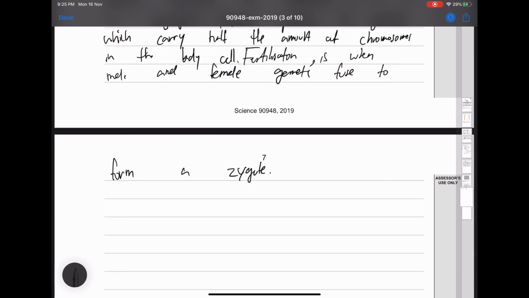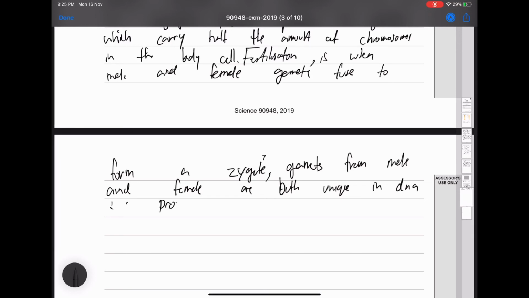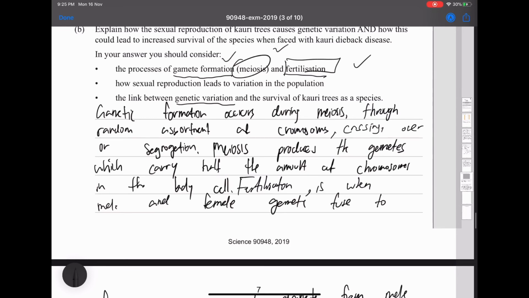And so we can say from male and female, both unique in DNA, therefore producing a zygote genetically unique. So that's fertilization done, meiosis done, and gamete formation done.